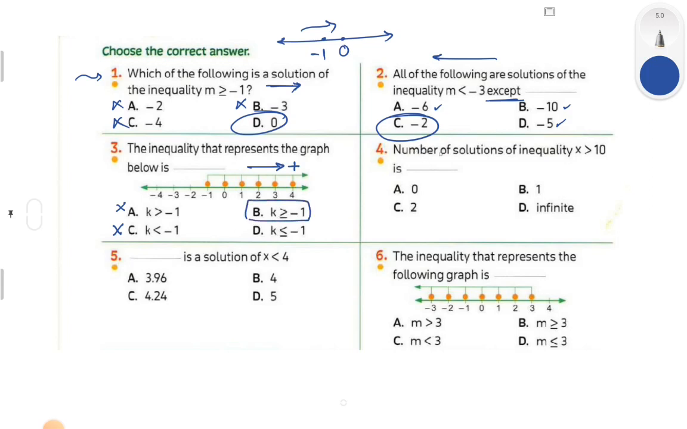4. Number of solutions of the inequality x greater than 10. The numbers greater than 10, so go to the right. After 10 maybe 11, 12, 13, 14 and so on. Can I count this number of solutions? Of course not, it's infinite. I can say there is an infinite number of solutions for this inequality.